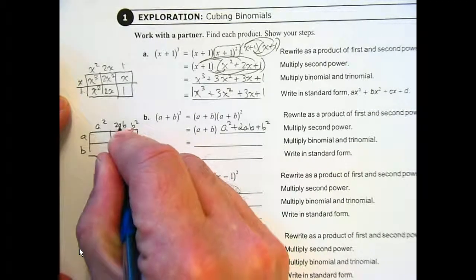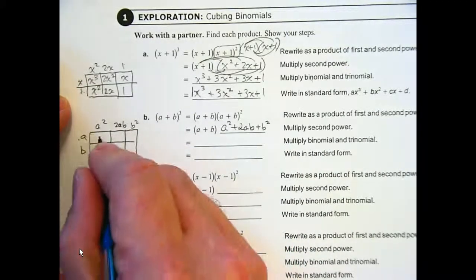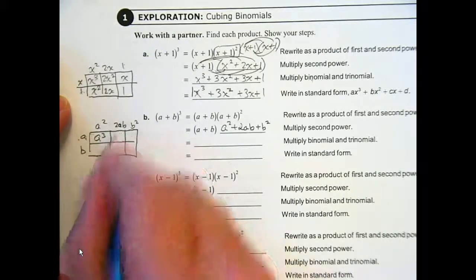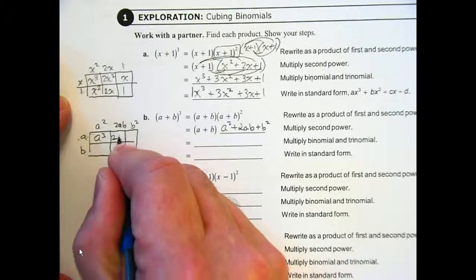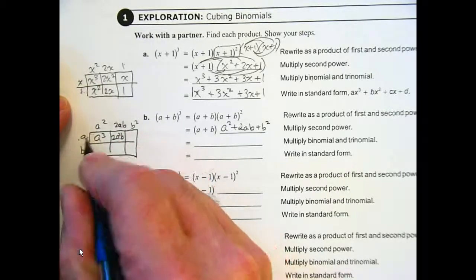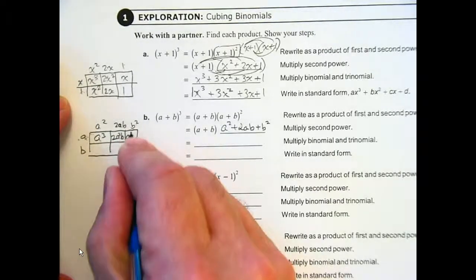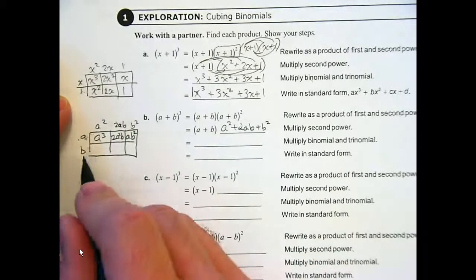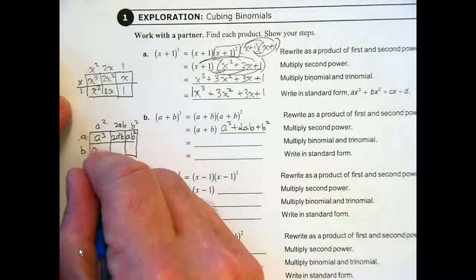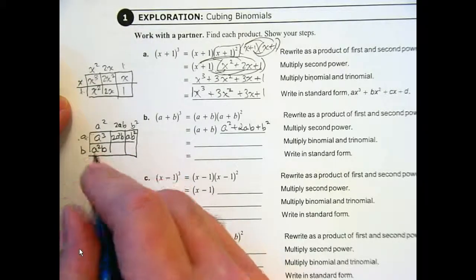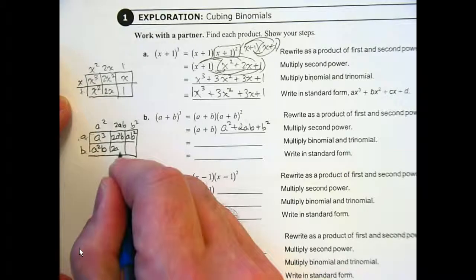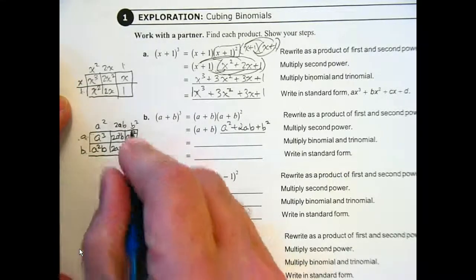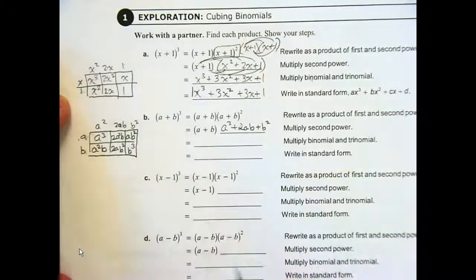Okay, so a times a squared is a cubed. A times 2ab is 2a to the second b. And a times b squared is ab squared. B times a squared is a squared b. B times 2ab is 2a, and now there's a b squared. So it's kind of just like you smush everything together. Kind of when you smush it together, yes. That's what we end up with.